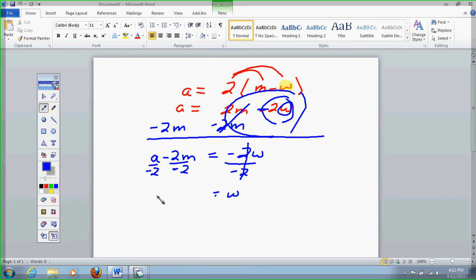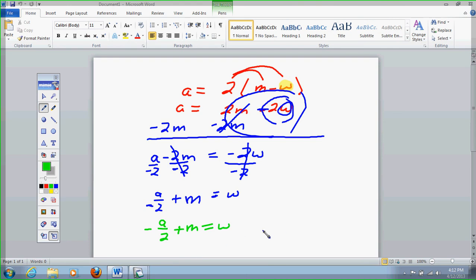So what happens? A divided by minus 2 is simply a over minus 2. And then minus 2 over minus 2, look at that, those cancel. And a minus divided by a minus is positive, so that's plus m. So I have a over minus 2 plus m. W is equal to a over minus 2 plus m. Now notice also that since this 2 is negative on the bottom, all that really does is make the entire fraction negative. That's just going to be negative a over 2 plus m equals w.